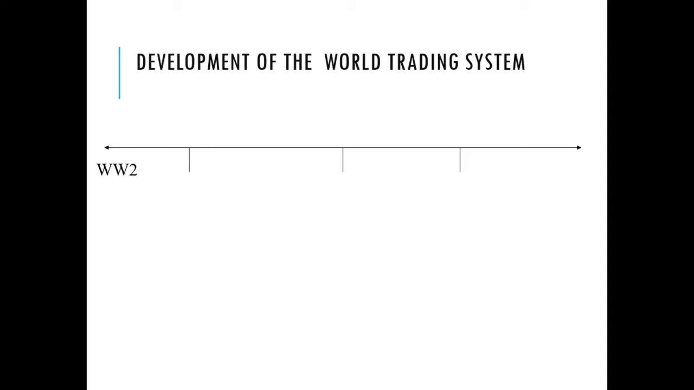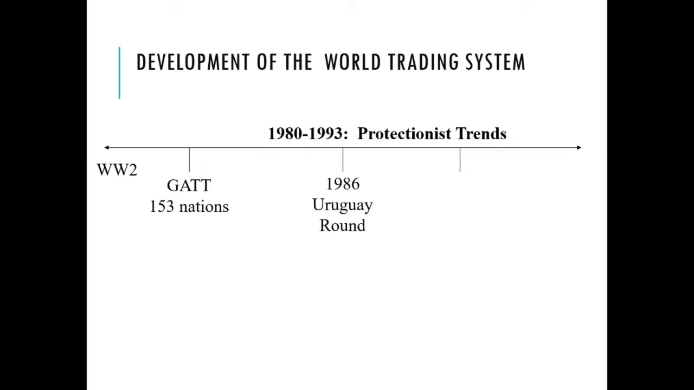How has the current world trade system emerged? After the destruction of World War II, countries recognized that something needed to be done in order to encourage cooperation and integration. So the General Agreement on Tariffs and Trade, GATT, was organized with 153 nations participating. Next, different trends between protectionist and pro-trade occurred between 1980 and 1993. The Uruguay Round of GATT negotiations started in 1986. When it was finalized in 1993, the World Trade Organization was created.